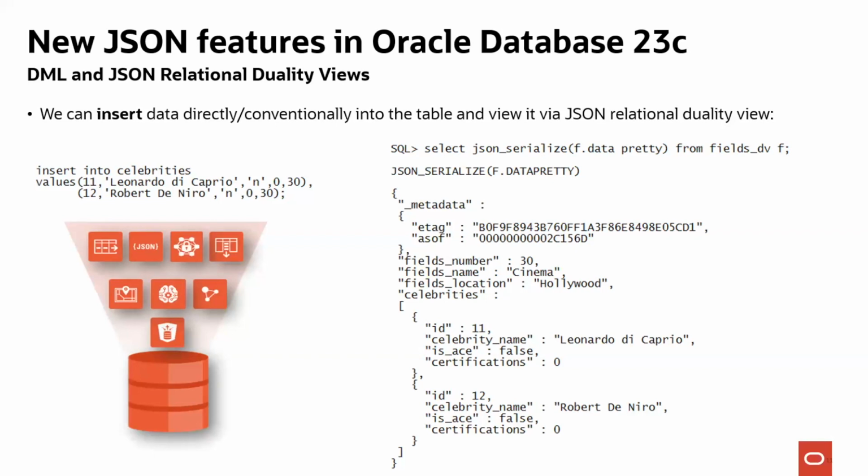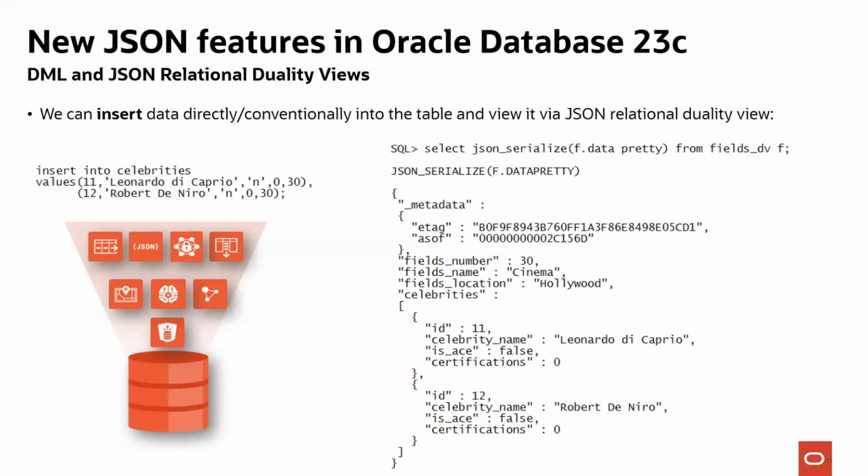We can insert the data into the table view either directly using Oracle relational database syntax. This is the one on the left. Or you can use it through the method of updating or inserting directly a JSON file. So you can insert two new values, and you can see on the left side that I'm inserting two celebrities, 11 and 12, Leonardo DiCaprio and Robert De Niro.